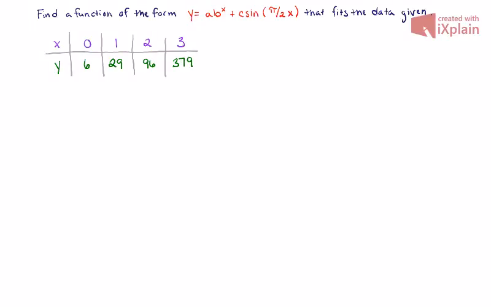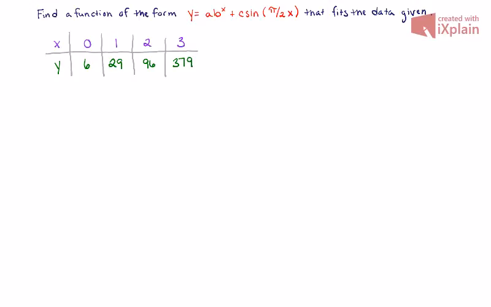Hi everyone, this video is for section 7.4, modeling changing amplitudes in midline. In this particular problem, we want to find a function in the form y is equal to a times b raised to the x plus c times the sine of pi over 2 times x that fits the data given. And we have that outlined here.